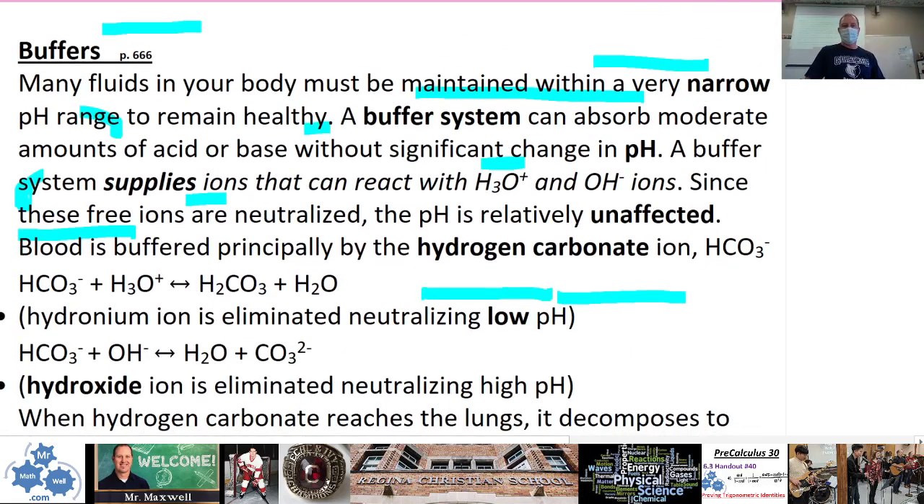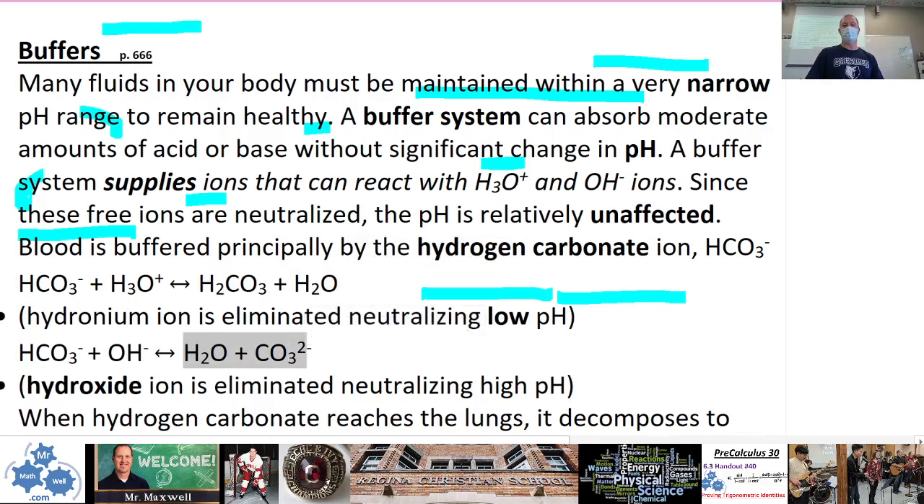Buffer system. So our blood is buffered principally by the hydrogen carbonate ion. You should remember that. These equations here show how the hydrogen carbonate ion can accept a proton if it gets too acidic in your blood, and it also can donate a proton if it gets too basic in your blood. So this H can go over there. And these products are not excessively acidic or basic at all.